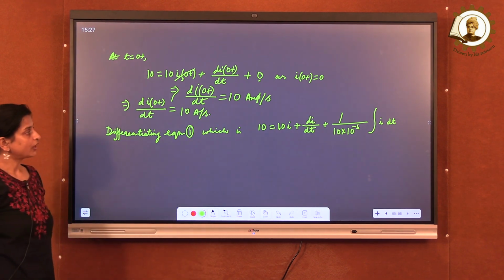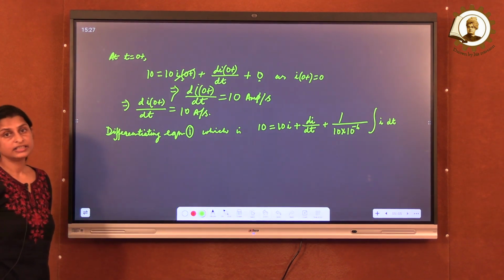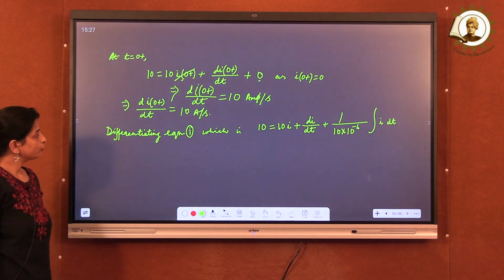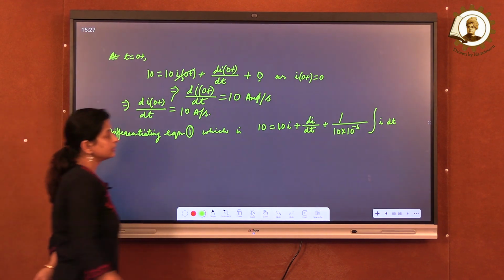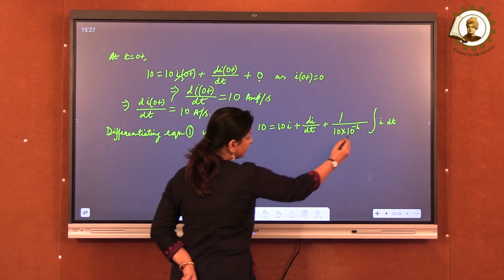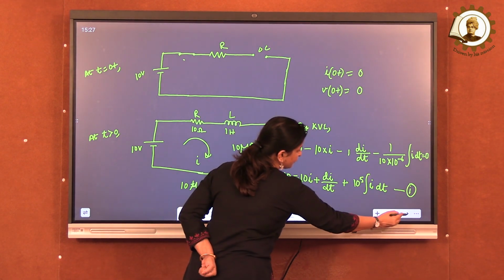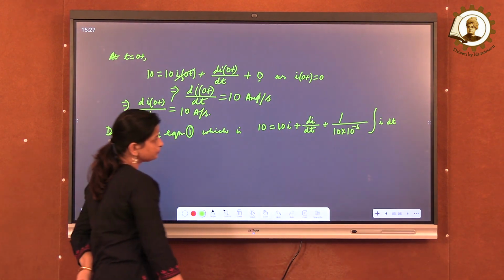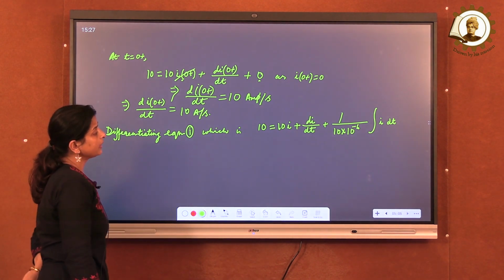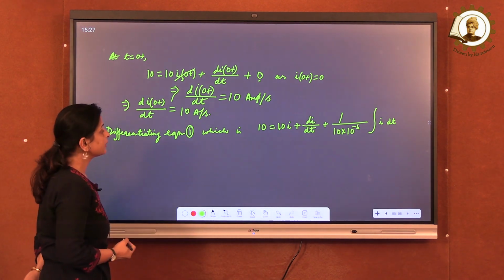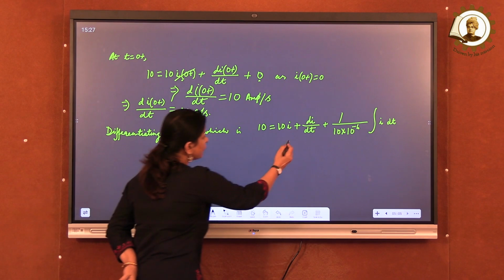Now we need to know what will be d2i/dt2. So for that, we have to differentiate this equation. We have this equation from the previous page. By applying KVL, we have got this equation. Now if we differentiate this equation, we will get d2i/dt2.